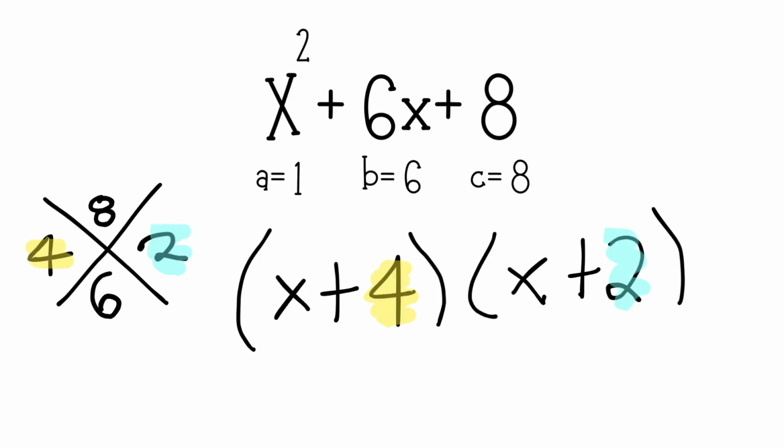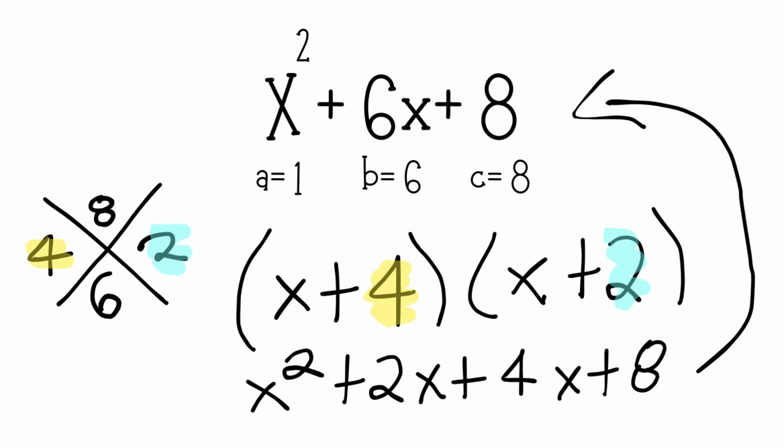Now that we have our two numbers, we are able to factor our equation into x plus 4 times x plus 2. We know that this is correct because if we distribute, we would get our original equation.